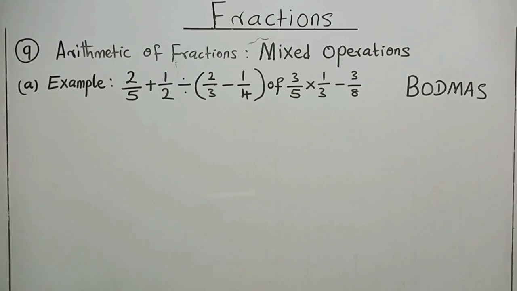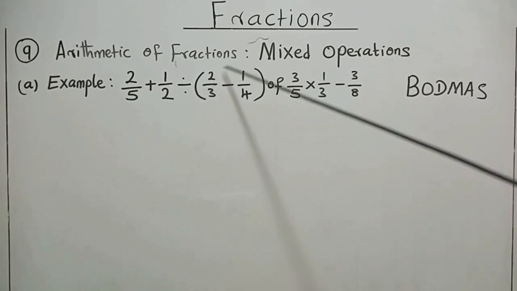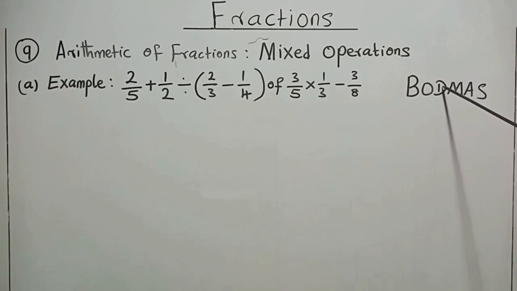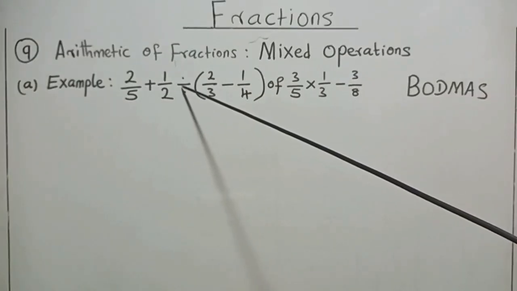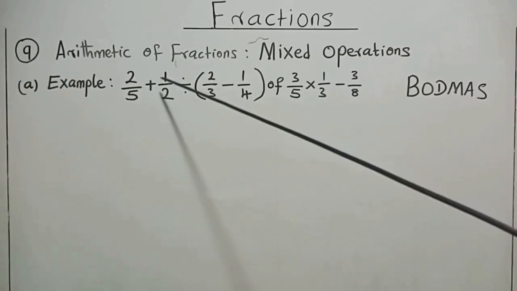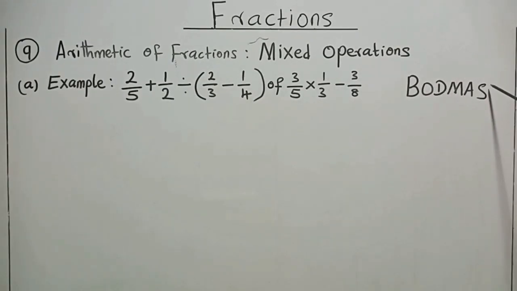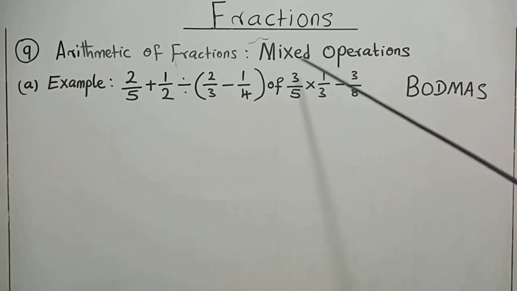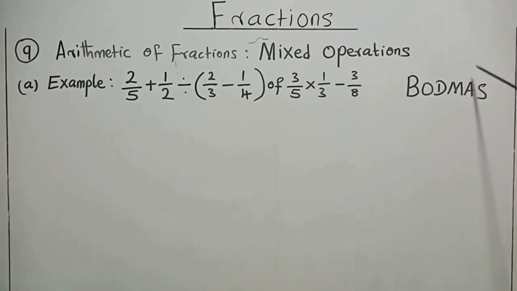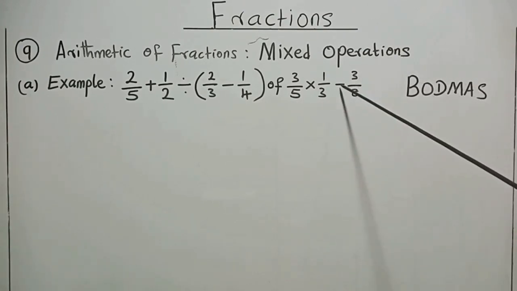None is missing. For instance, B, that is bracket, we have it here. O, that is of, see it here. D, that is division, see division here. M, that is multiplication, see it here. A, that is addition, see it here. And last is subtraction. We have it here and we have it here. But this is a part of brackets, so we don't consider it at this point. Instead, it is this that is for this subtraction.